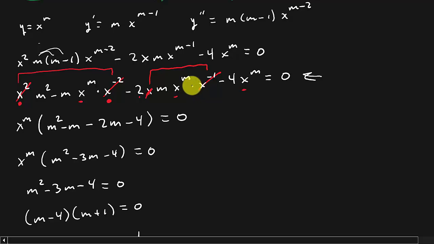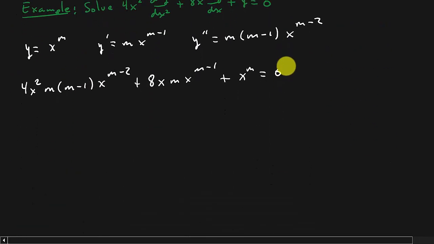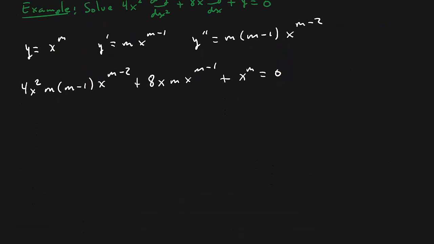Just know we're factoring out x to the m, and this one and this one are going to cancel. This one and this one are going to cancel. And we're factoring out x to the m. That's why I showed all the work in the first one, so you wouldn't be sitting there wondering, well, what happened there? Where did all that stuff go?